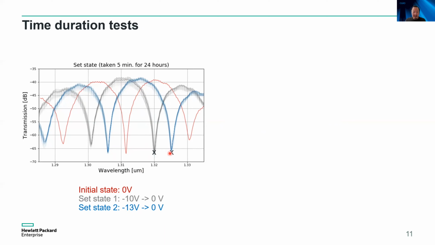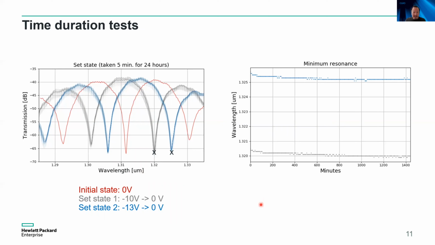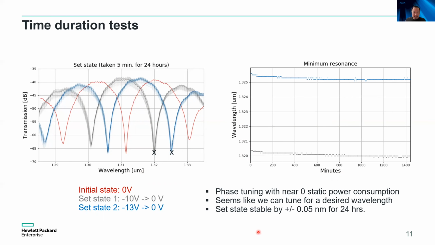It's stable as well. So we can track a particular resonance dip and plot out its variation over time, and that's what we do here, with X being in minutes and Y being in wavelength. The set state is stable to within plus or minus 0.05 nanometers for 24 hours and probably even longer. And it seems like we can tune for a desired wavelength, and really we have phase tuning with near zero static power consumption.